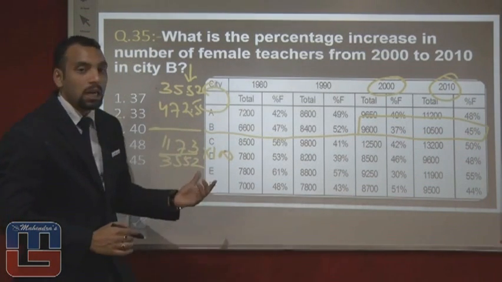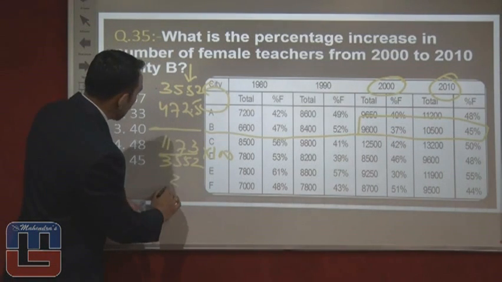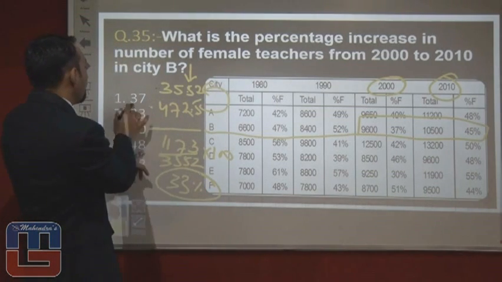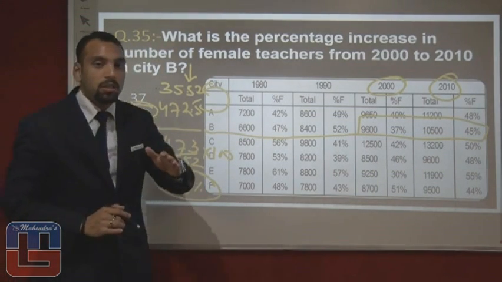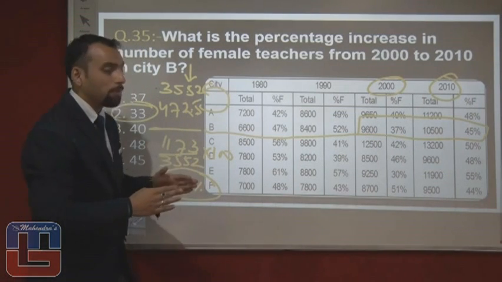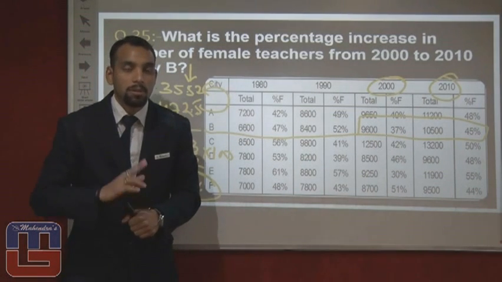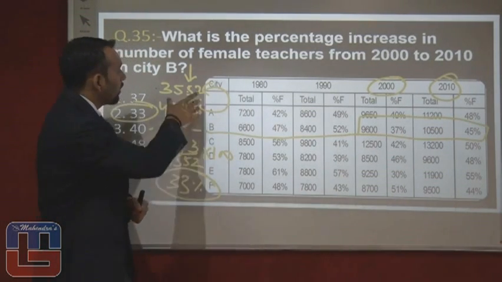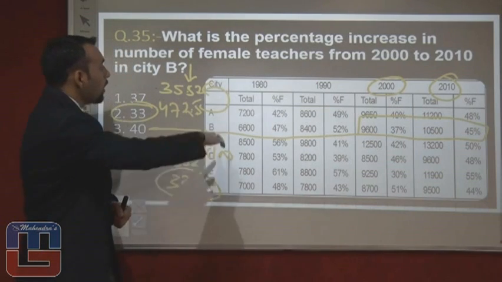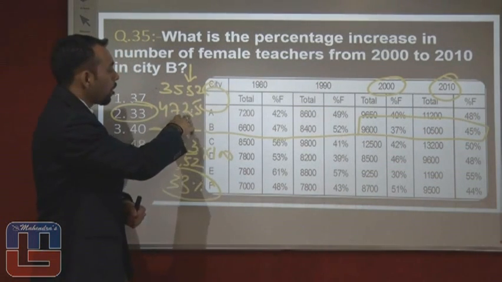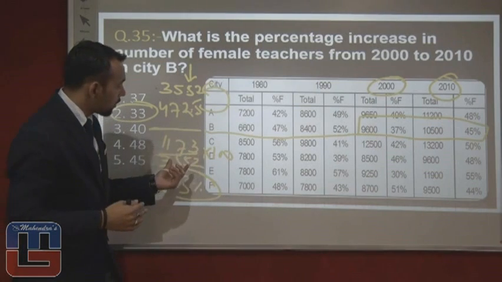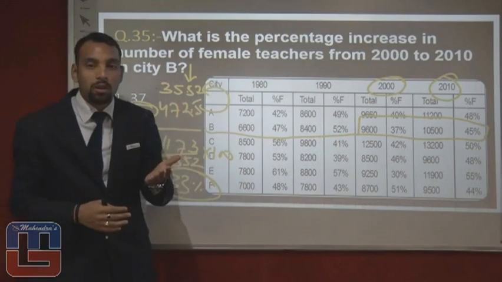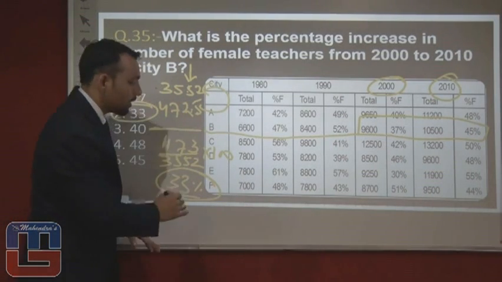If you solve this, you will get an approximate value of 33%. Now see the options. You can see the second one is nearest to 33. So approximately 33% will be the correct answer. Basically, what you have to do: firstly check the data, then calculate the values as early as possible, find the difference, then compare, taking the smaller one in the denominator, multiply by 100, and we get 33%.